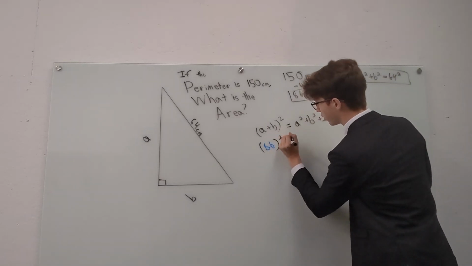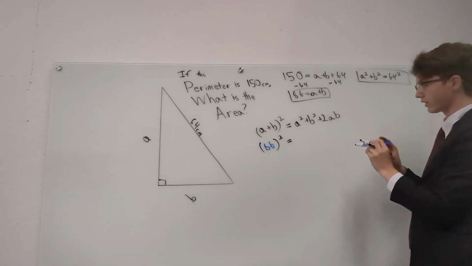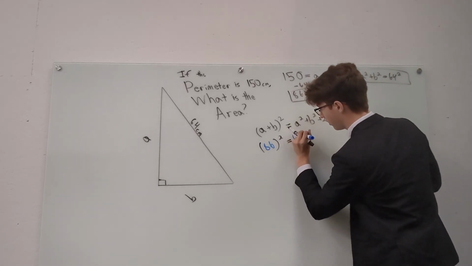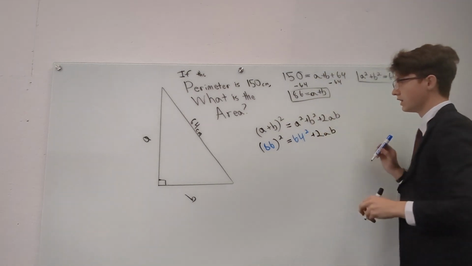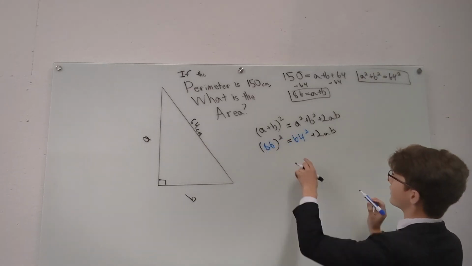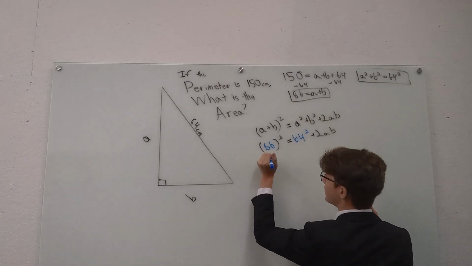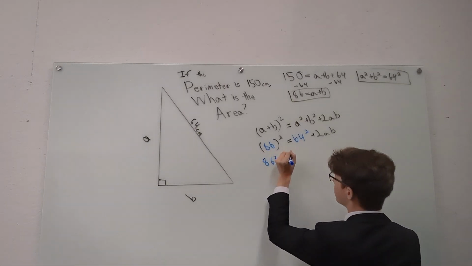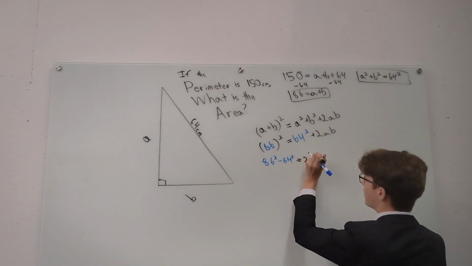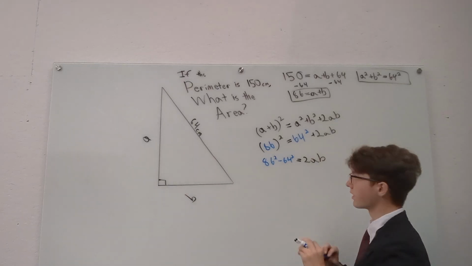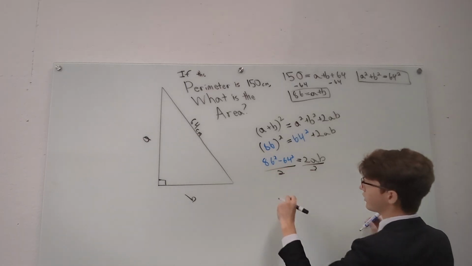That is squared, of course, equal to A squared plus B squared. A squared plus B squared is 64 squared. We already learned that, of course. Squared plus 2AB. And now we can put that in there and subtract 64 squared on both sides. So we have 86 squared minus 64 squared equals 2AB. Okay, we're almost there. Let's divide both sides by 2. And let's do the mathematics.